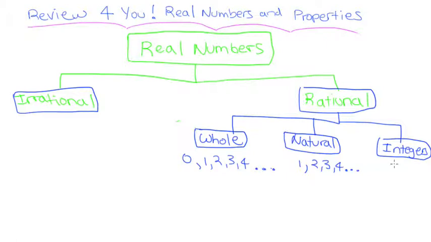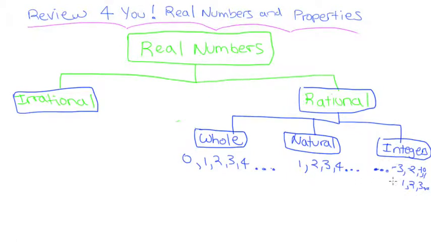Integers, by definition, are the whole numbers and their opposites. So that just means it's 0, 1, 2, 3, 4, and so on, and their opposites. The opposite of 1 is negative 1, the opposite of 2 is negative 2, 3 is negative 3, and 4 is negative 4, and it keeps going. So integers go negative 3, negative 2, negative 1, 0, 1, 2, 3, and it keeps going. So that's what integers are.